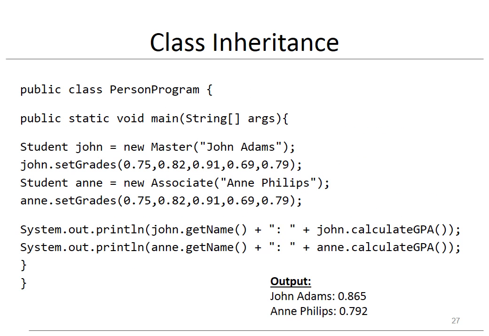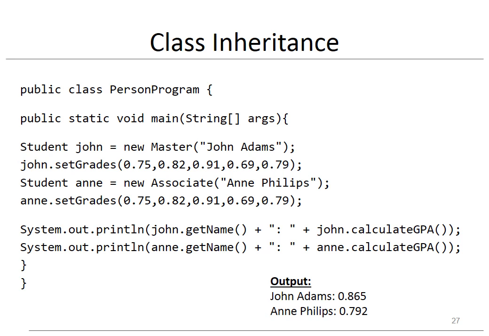Here you can see our person example revisited. In the main method of the person program class, we create two student objects, John and Anne. John is a master student and Anne is an associate student. For both objects, we set the grades using the setGrades method. Note that we assume they both have the same grades for all 5 courses. When this Java program is executed, the JVM will perform a bottom-up search for the getName method for John. It will find this in the person class and execute it.